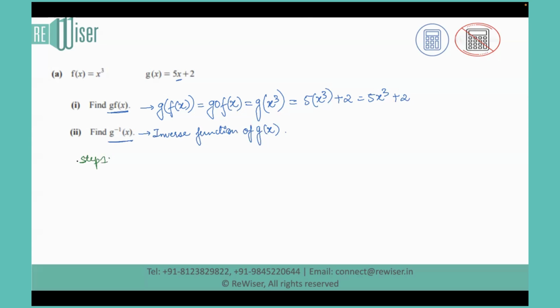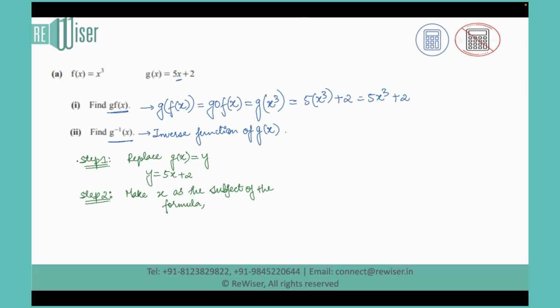Step 1, replace g(x) as y. So we can say that y is equal to 5x plus 2. Now the second step is a very important step in finding the inverse function. Make x the subject of the formula, which means that now we are going to move x to the left hand side and write it in terms of y.